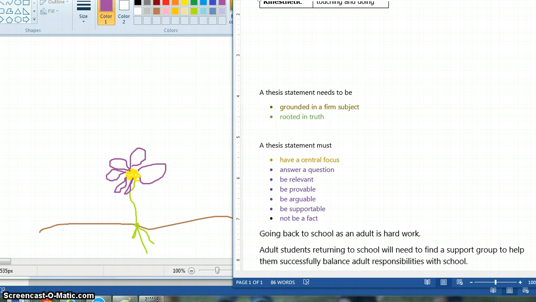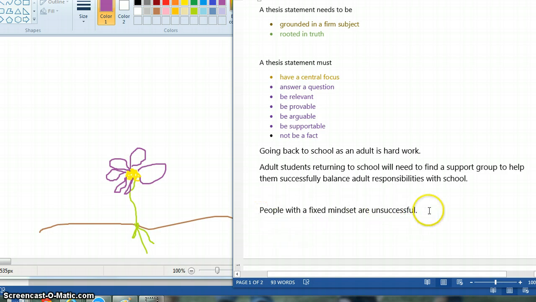Let's look at another statement. People with a fixed mindset are unsuccessful. Well, the grounding and the roots aren't really there. This is tremendously vague. We need a little bit of background to help the reader come to terms with what a fixed mindset is. We need some ideas of what unsuccessful is, or what are we talking about: success in life, in school, in relationships, who are people? That's also very broad. So this thesis statement needs some work.